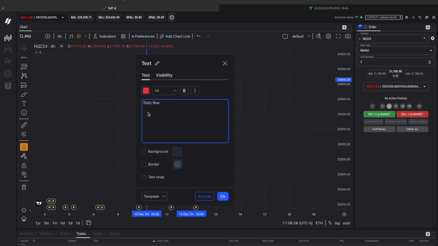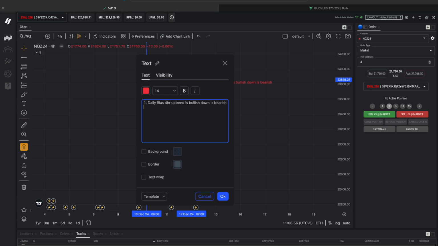So that's the first step, and then I look on the 4 hour for that. So I look for 4 hour bias. If it's in an uptrend, simple as that, it's bullish. If it's in a downtrend, it's bearish. Uptrend is bullish, down is bearish. Simple as that on the 4 hour.